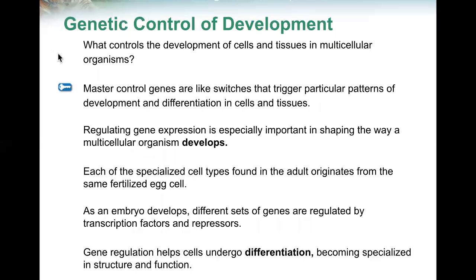So, what controls the development of cells and tissues in multicellular organisms? Master control genes are like switches that trigger particular patterns of development and differentiation in cells and tissue. Regulating gene expression is especially important in shaping the way multicellular organisms develop. Each of the specialized cells found in the adult originates from the same fertilized egg cell. As an embryo develops, different sets of genes are regulated by transcription factors and repressors. Gene regulation helps cells undergo differentiation, becoming specialized in structure and function.